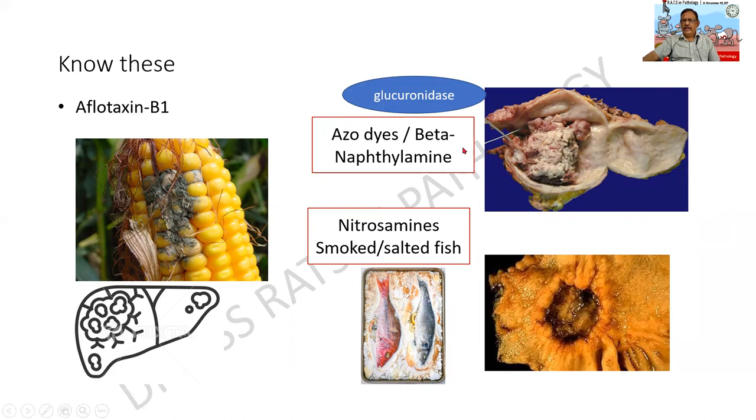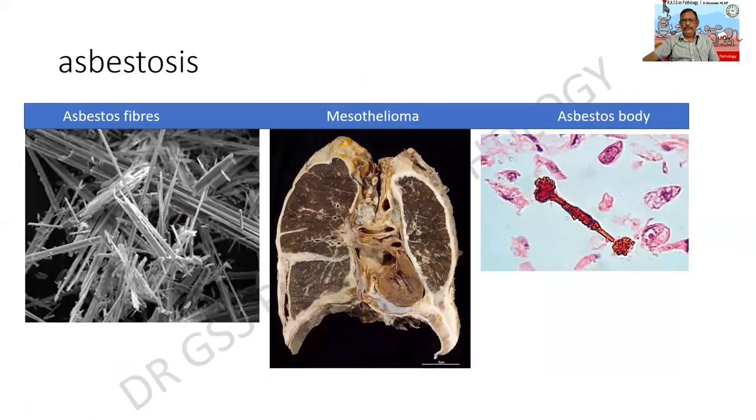This can happen in leather industries with azo dyes, aniline dyes, etc. Also, for preservation, we are using nitrates and nitrosamines. Smoked fish, which I had mentioned earlier, all of this can lead to malignancy of the GIT, esophagus and stomach in particular. These are some examples, and they can be asked as MCQ, or even if you answer, you score a point.